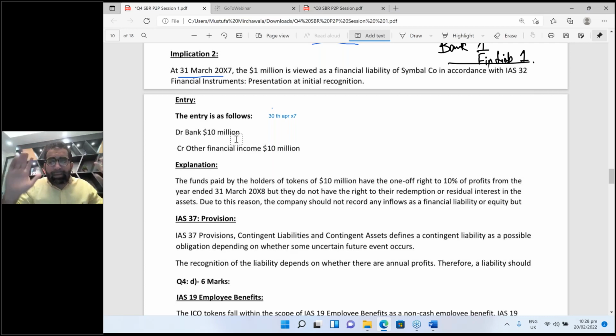These tokens are not redeemable, and you are not giving any ownership rights to the token holders. You are not giving any rights in the assets to token holders after deducting all your liabilities. So there is no equity, there is no loan. So finally the default is income, P&L. Okay, so you will make the entry debit bank 10 million and credit income 10 million.